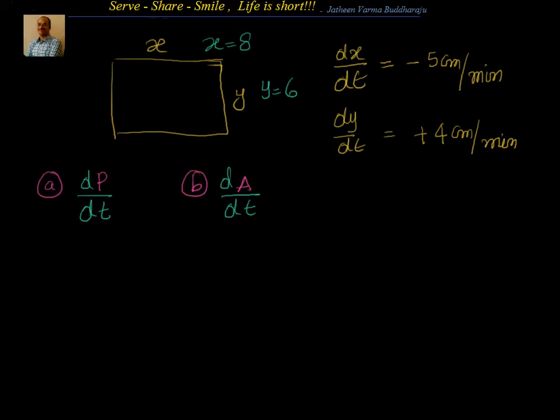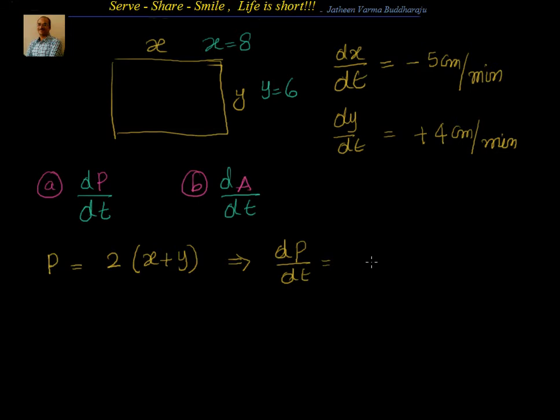So let's go ahead and try to find out first the perimeter. What's the formula for perimeter of a rectangle? That is P equal to 2 into (x plus y). This we know from childhood. So we have to find out with respect to t. So let me write it down.